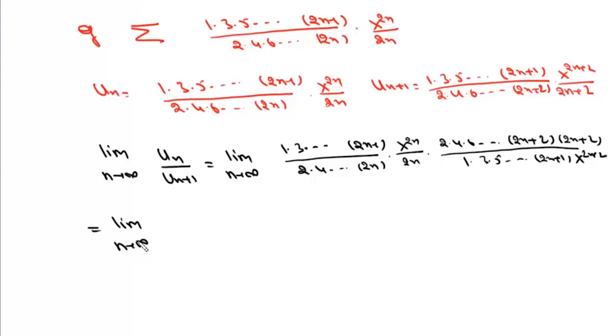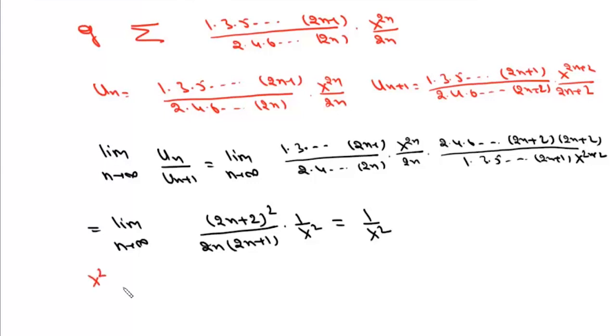Now we can write this as this limit, n tends to infinity. Now this 1, 3 up to 2n minus 1 will cancel, and here this 2, 4 up to 2n will cancel. So we'll get this as 2n plus 2 whole square upon, and the denominator will have 2n plus 1, into 1 upon x square. Now it is an infinite limit in n. Coefficient of n square is 4 in the numerator and denominator. So if we take this limit, it will be this 1 by x square.